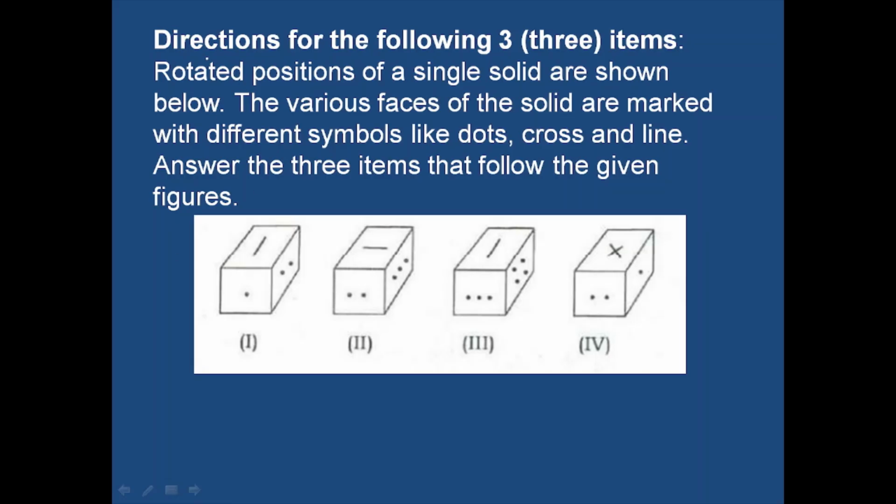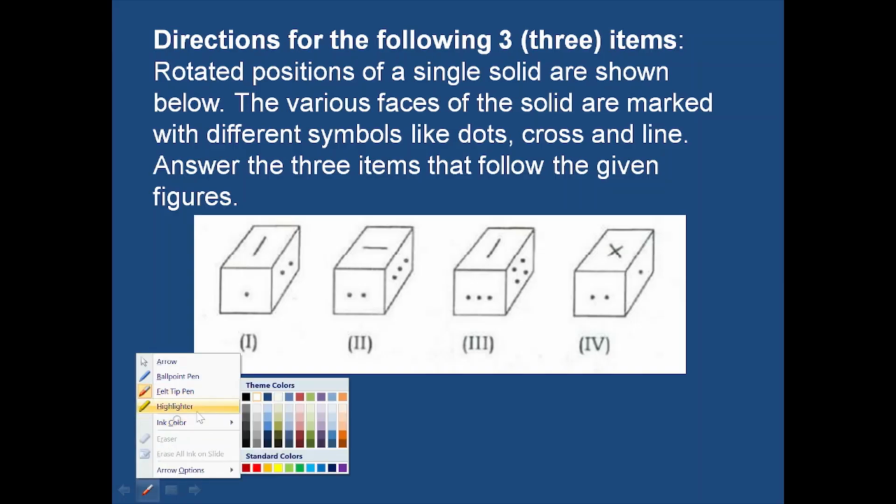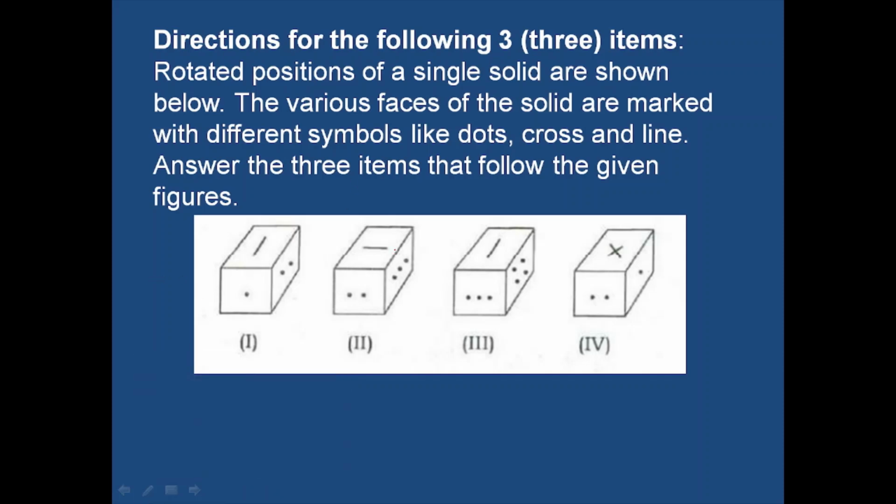Now the next question. Directions for the following 3 items. Now this is a very important question, and this question is related to dice, cube and dice. Now these are the positions of 4 dice, 1 dice. There are 4 positions. First position is this, second position, third position, and fourth.